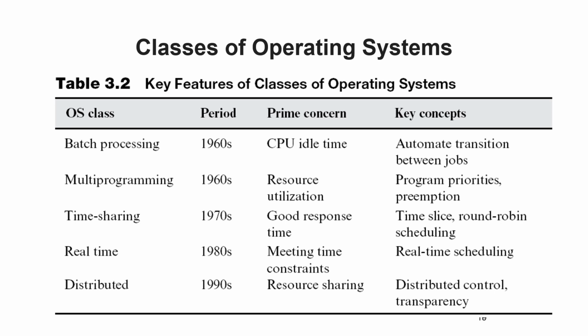And the last one is the distributed operating system, which was implemented in the 1990s. The main concern of the distributed operating system is resource sharing. The key concepts behind it are distributed control and transparency. These are the key techniques used in a distributed operating system. The resources are distributed, meaning the computer systems are distributed across the network, so that a single network is shared among multiple computer systems.